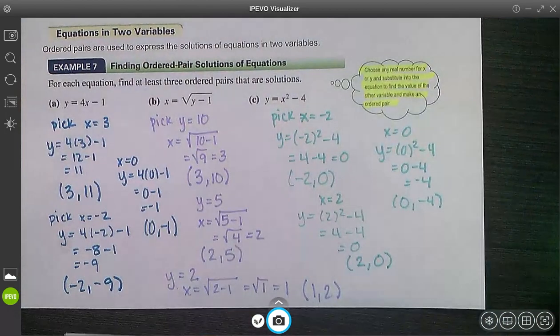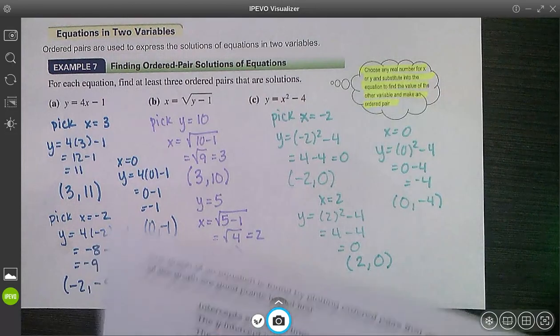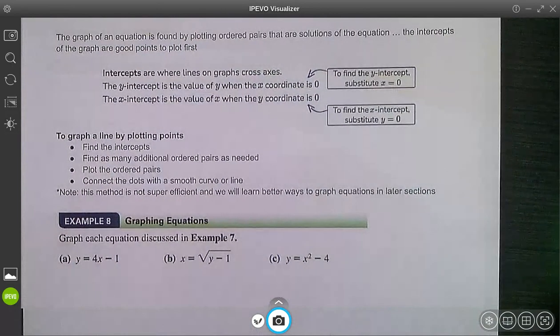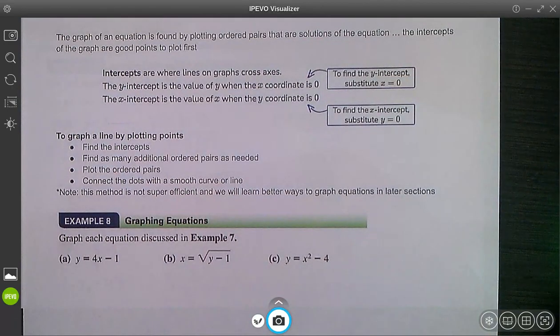Keep those points handy because what we're going to do is graph each of those equations that we talked about in example 7. So we're going to talk about finding the graph of an equation by plotting ordered pairs or points. But I specifically want you to pay attention to the intercepts. Intercepts are where lines cross the axis, the x and y axis.